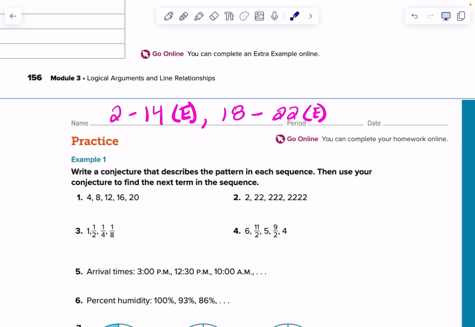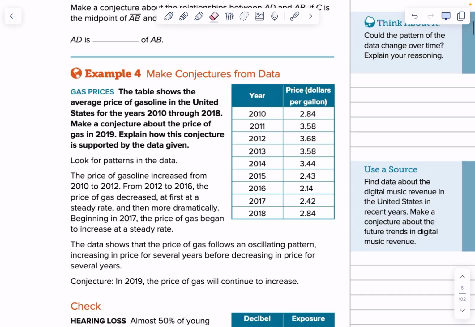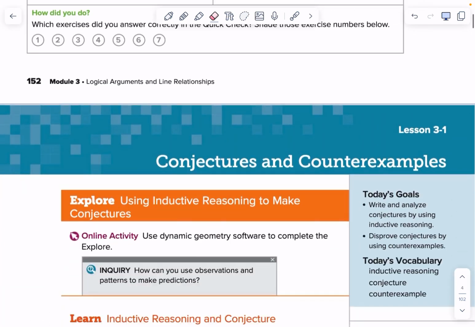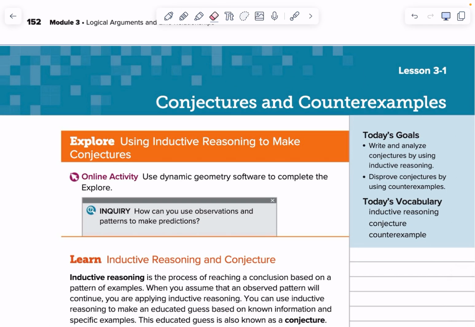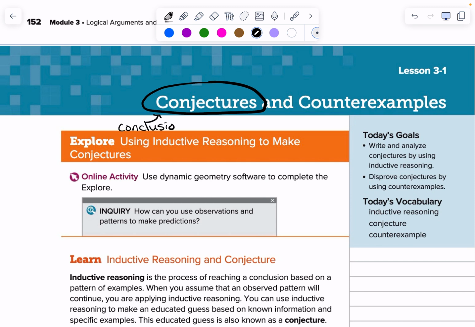So chapter 3, here's the homework assignment for chapter 3. Let's rock and roll. We are starting with conjectures and counterexamples. Write this at the top. Those are big words, so I'm going to dumb it down for you. A conjecture is a conclusion or a generalization about things. It is like telling me what the pattern is, basically. Identifying a conjecture or a conclusion.